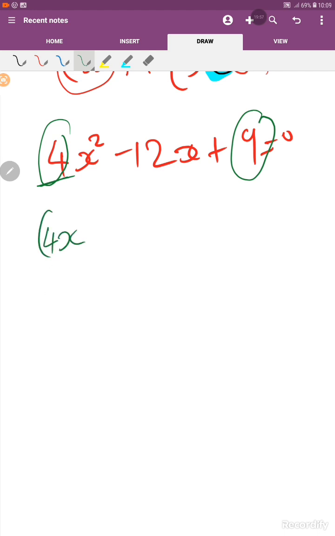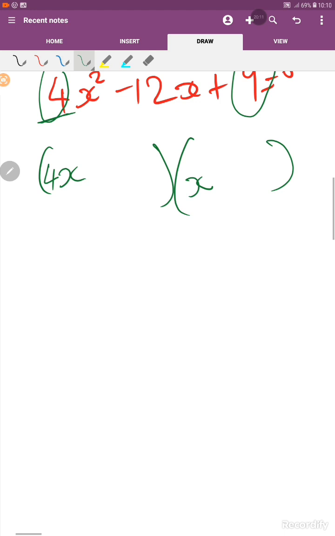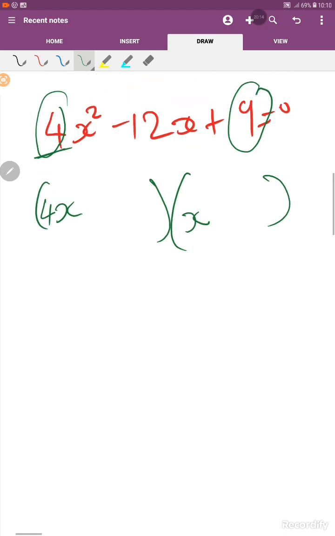meaning that you are going to open bracket, therefore you're going to say 4x, then x, then close bracket equal to 0, or you can just forget about that because we're factorizing it. I said that we are going to focus on what? On the constant number, finding the common factors of the constant, which is 9. Therefore, the number that we multiply to give us 9 is 3, right?